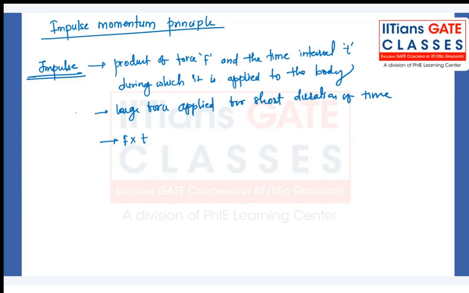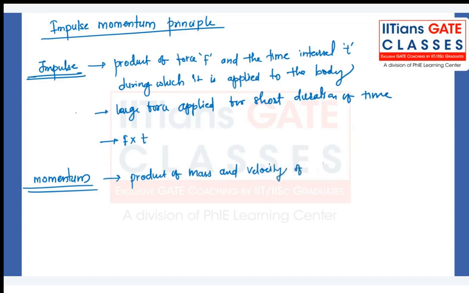Now, what is momentum? Anyone? Mass times velocity. Yes, it's defined as the product of mass and velocity of a body in motion, and basically it's a vector quantity. For linear motion, we say that linear momentum is given by mass times velocity.